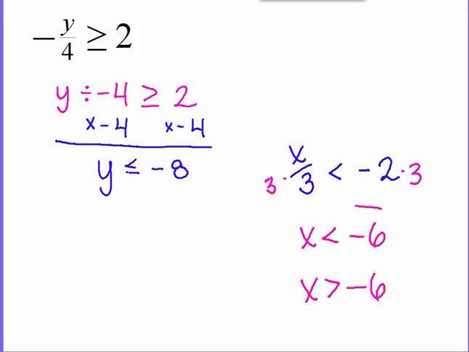Since 3 is not negative, you leave it alone. Remember, it's only when you multiply or divide by a negative number. I've multiplied here by a positive number. I know 2 is negative, I understand that, but that's not the one we're concerned with. We're concerned with this one right here. So, it doesn't matter that the 2 is negative, you have to look at the 3.